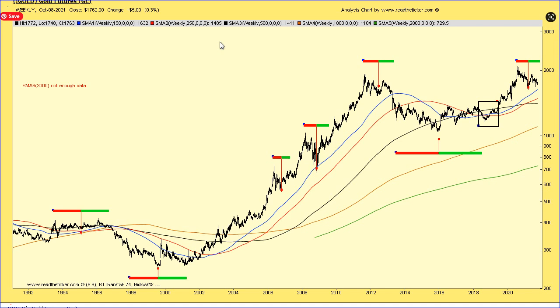Welcome to readtheticker.com. Today we're going to talk about gold and obviously how it goes into silver and the US dollar. And I believe gold is getting ready to move. When we look at the long-term gold chart, I have the weekly chart in front of me, and it's log based with a few moving averages on it.